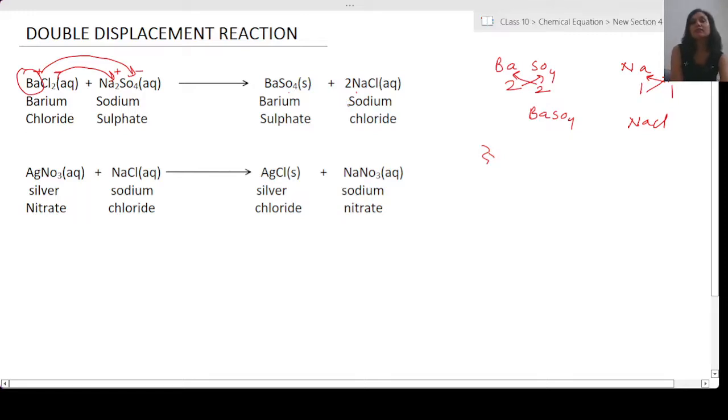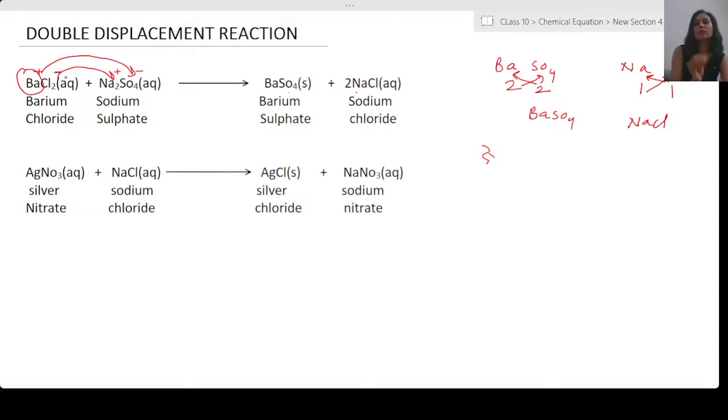And here we are seeing that there is exchange of ions between the ionic compounds. So that is why it is called double displacement. Once Ba is combined with SO4, Na is combining with Cl. So there is a double exchange. So what we are saying is a double displacement reaction.